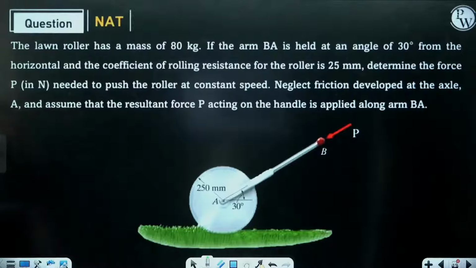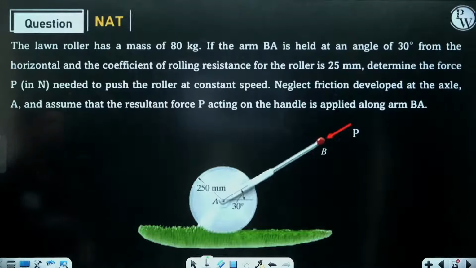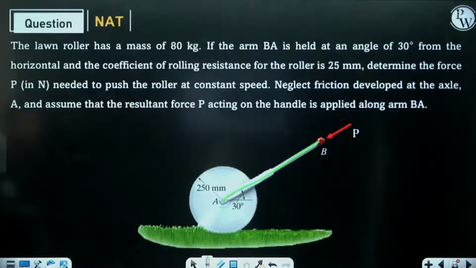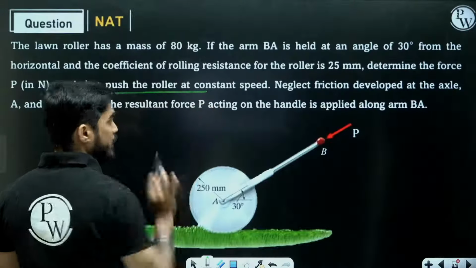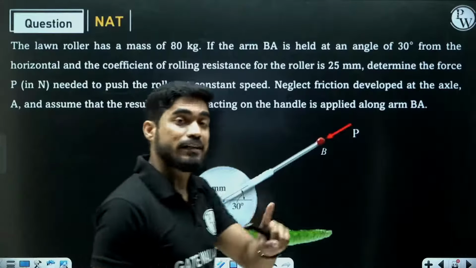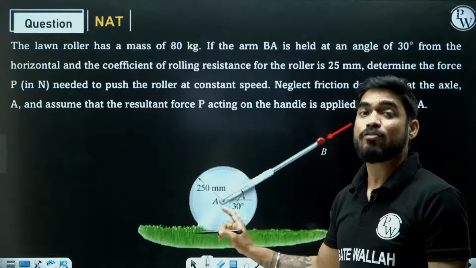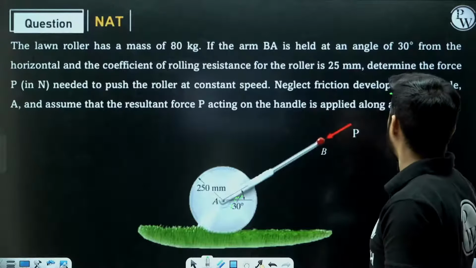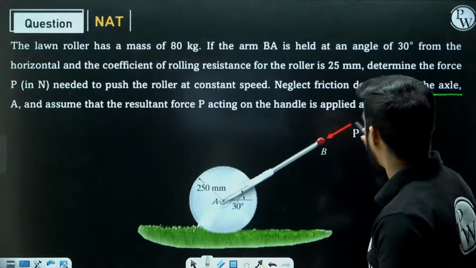So understand, read the question. The lawn roller has a mass of 80 kg. If the arm BA is held at an angle of 30 degrees from the horizontal and the coefficient of rolling resistance is 25 mm, determine the force needed to push the roller at constant speed. See, they have written that we need to push the roller at constant speed, so there will be dynamic equilibrium. So then you will know that this is a question of statics. Neglect friction developed at the axle and assume the resultant force P acting on the handle is applied along BA.